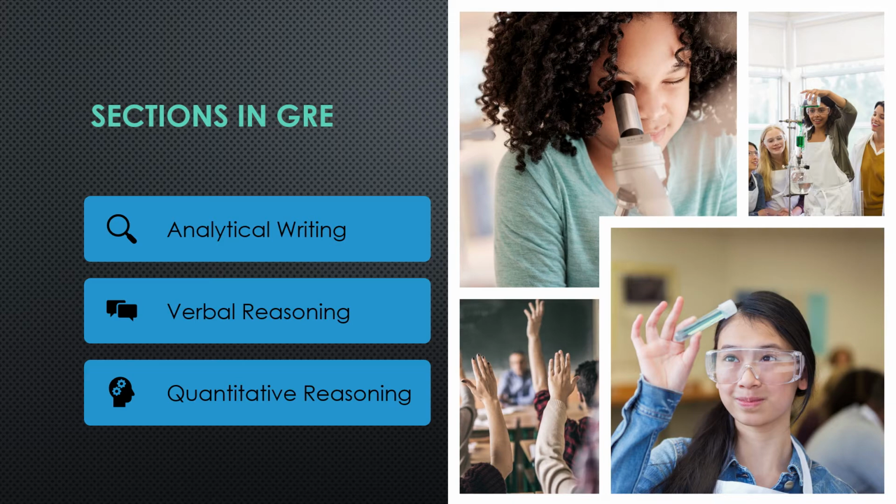So there are three sections in GRE. The first one is analytical writing, the second one is verbal reasoning, and the third one is quantitative reasoning.